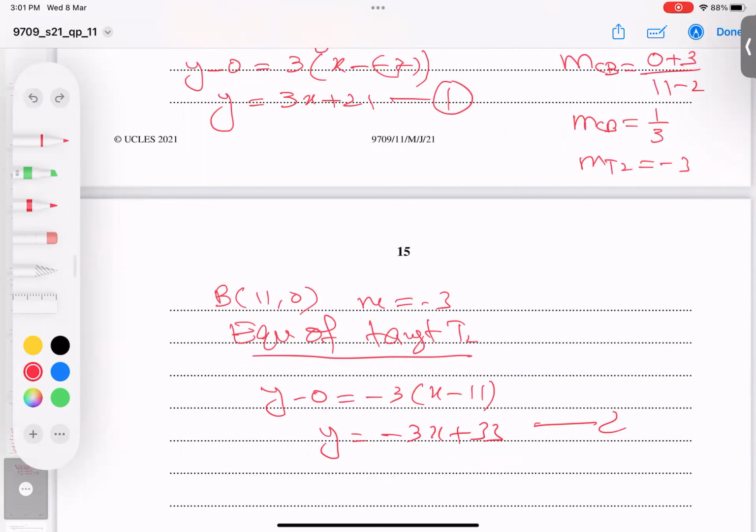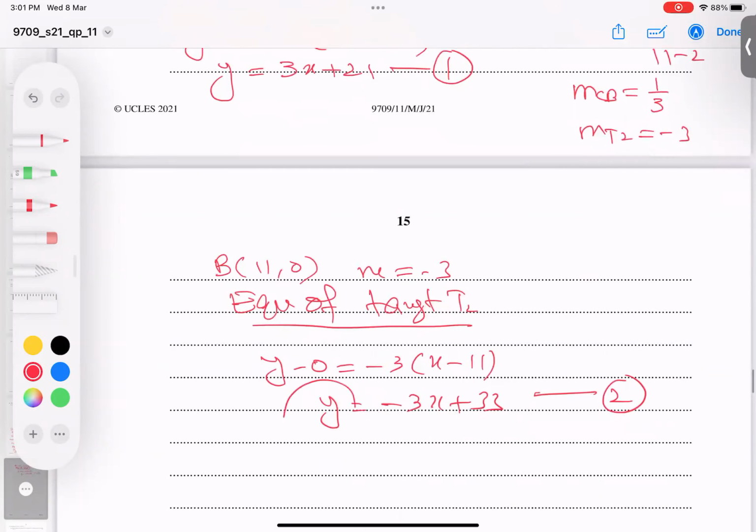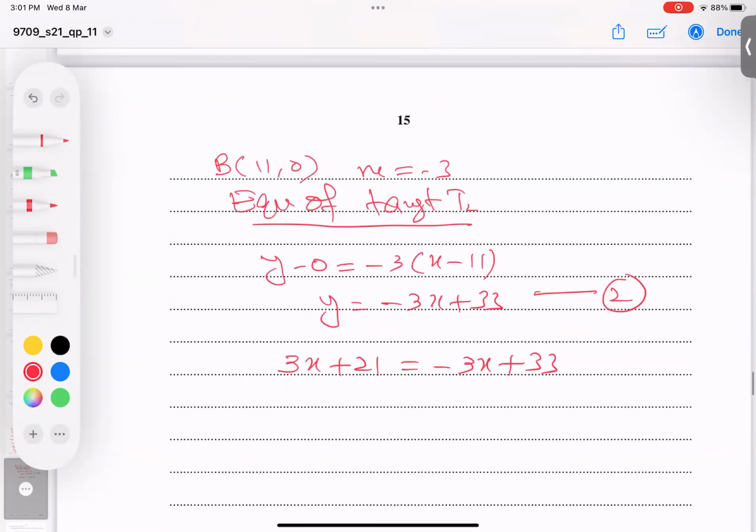Now I'm going to compare this equation with that equation. When I compare them, because this y and that y are equal, I put them equal to each other. So I got 3x plus 21 equals minus 3x plus 33. 3x comes to this side, I get 6x. It goes there. Out of 33, 21 gone. I got 6x equals 12. So x becomes 2.